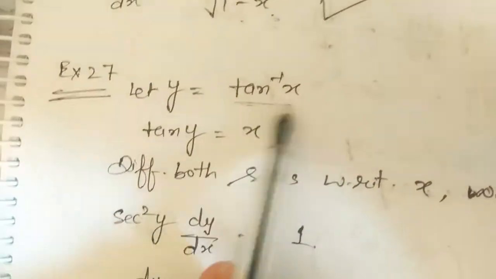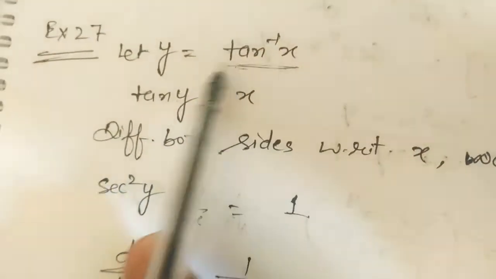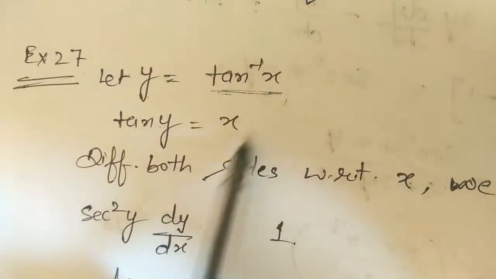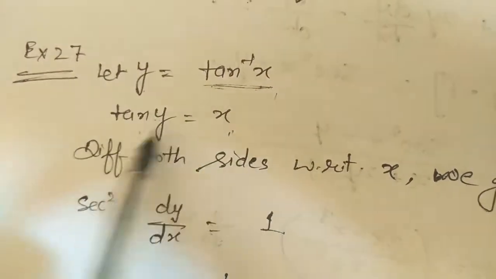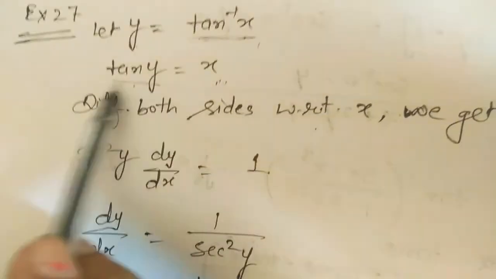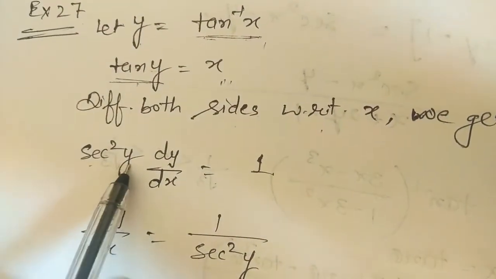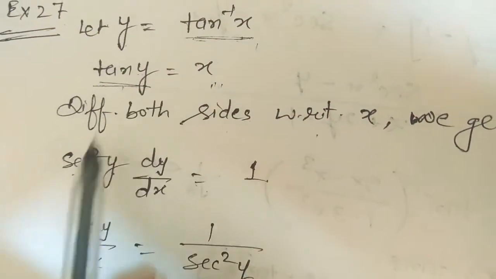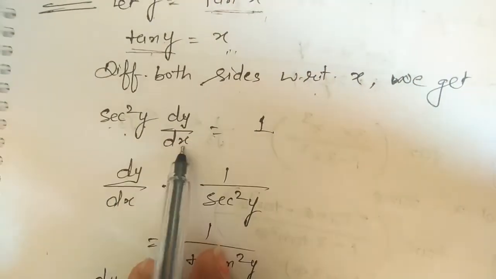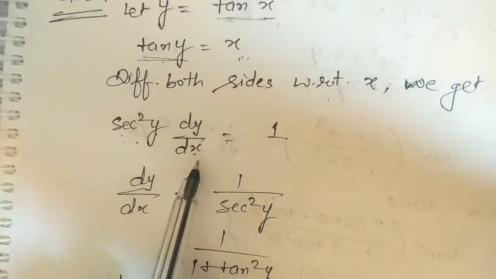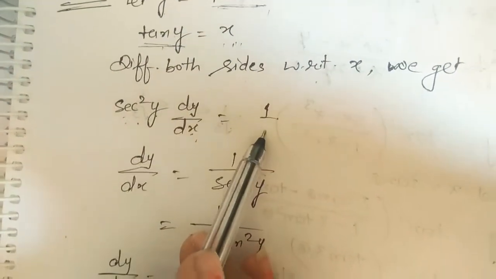In the same 27th example, we want to find out derivative of tangent inverse x. So we will take y is equal to tangent inverse x. We can write tangent y is equal to x. So x is equal to tangent y or tangent y is equal to x. Differentiate both sides with respect to x. What will we get? Tangent y derivative will be secant square y into dy by dx because this is the function of y. So firstly we will take derivative with respect to y and y with respect to x. So what is the derivative of tangent y? Secant square y into dy by dx and x derivative is 1.